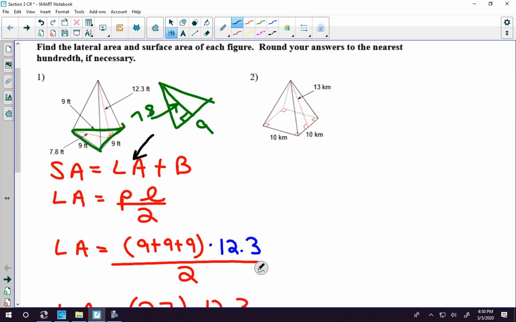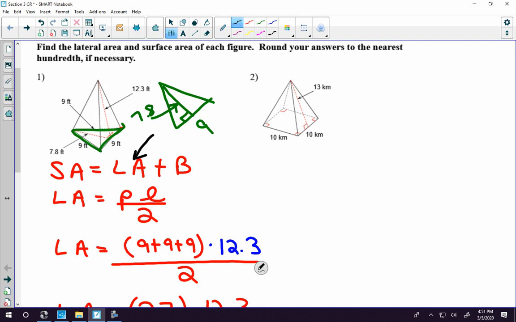Okay, so once again, the surface area for a pyramid is going to be the lateral area, which will always be perimeter times slant height divided by 2. Once we get the lateral area, we're then going to add on the area of the base. Now, the base in number 1 was a triangle, so we had to find the area of a triangle to add on to our lateral area.